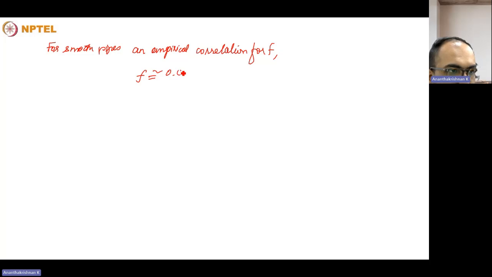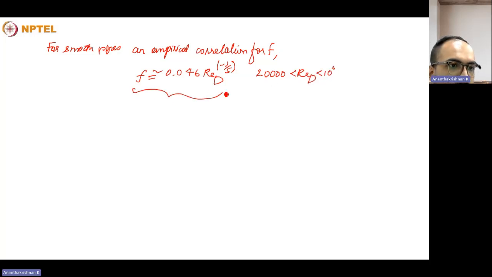The friction factor is equal to 0.046 Reynolds number D raised to -1/5. Note the minus sign on the exponent. So this shows that it's an inverse relationship. And this is applicable for Reynolds number between 20,000 and 10 power 6. So we can directly use it because our Reynolds number is 31,000. So the validity is okay. And using this, calculate the friction factor in this case.